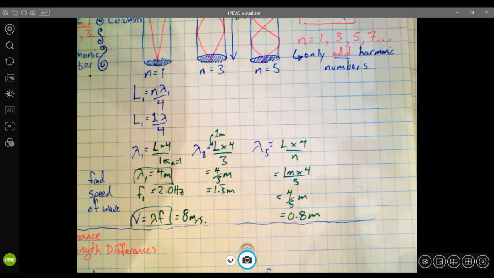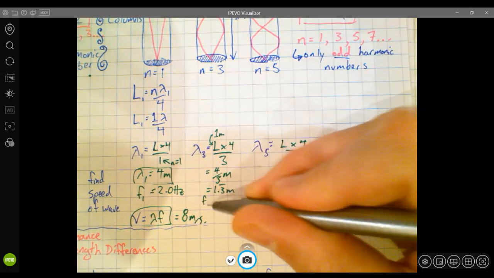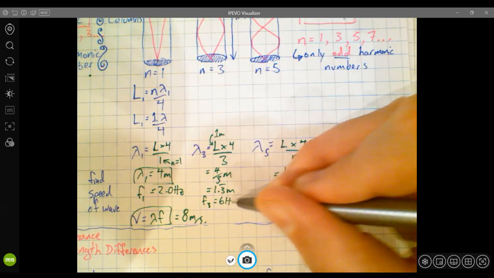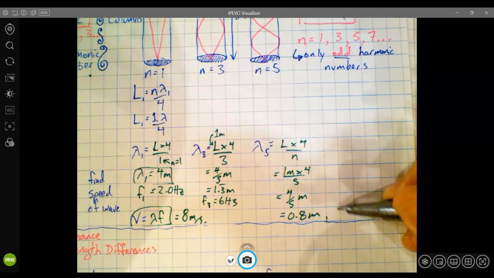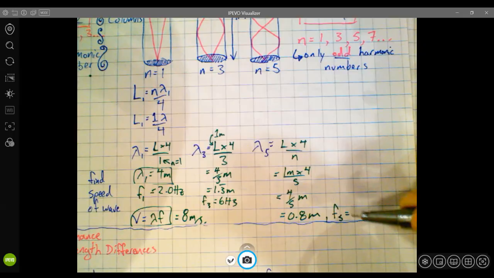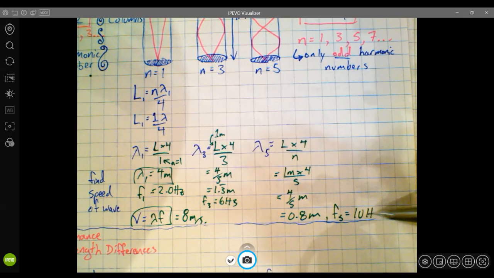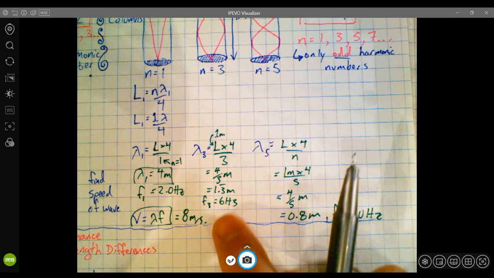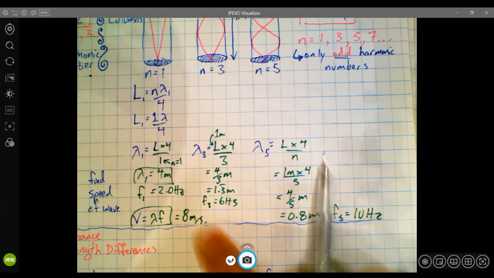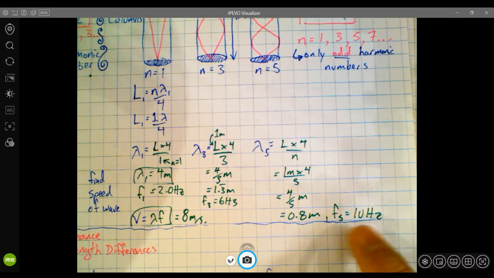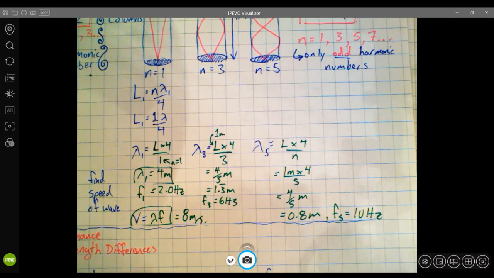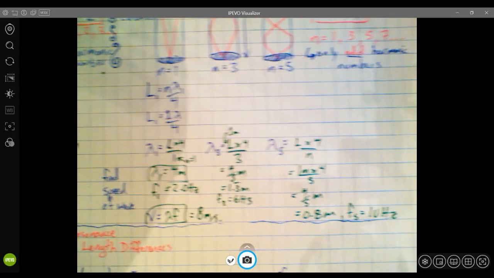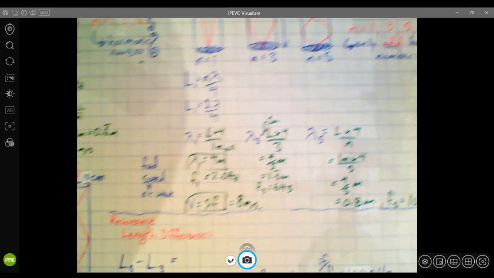And you check for yourself. This one here, f3, was equal to 6 hertz. And f5 was equal to 10 hertz. And you can confirm that 6 times 1.3 repeated is 8, and 0.8 times 10 is also 8, right? Again, consistent system of equations. And that's really helpful to recognize, that these systems of equations are internally consistent.